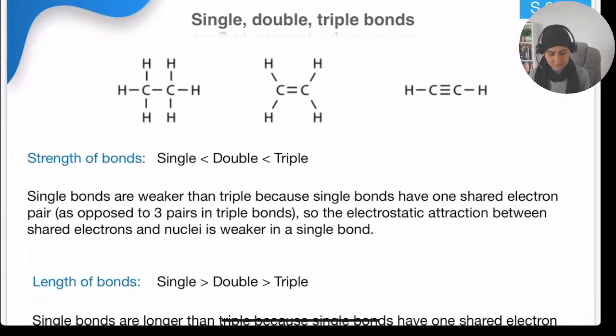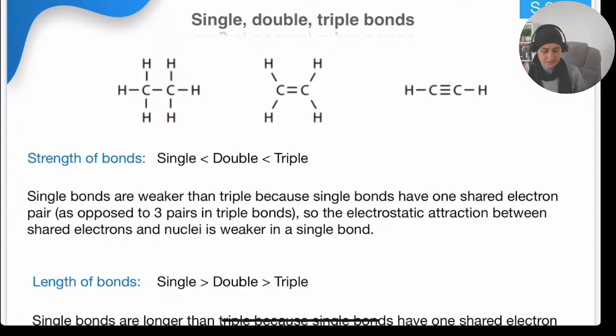Next would be single, double, and triple bonds. Well, this is very easy. So you already saw that sometimes we can have single bonds, sometimes we have to put double bonds, as was the case for CO2. And the double, triple, and single bonds differ in strength and in length. So the strength of the bonds: single is the weakest, triple is the strongest.